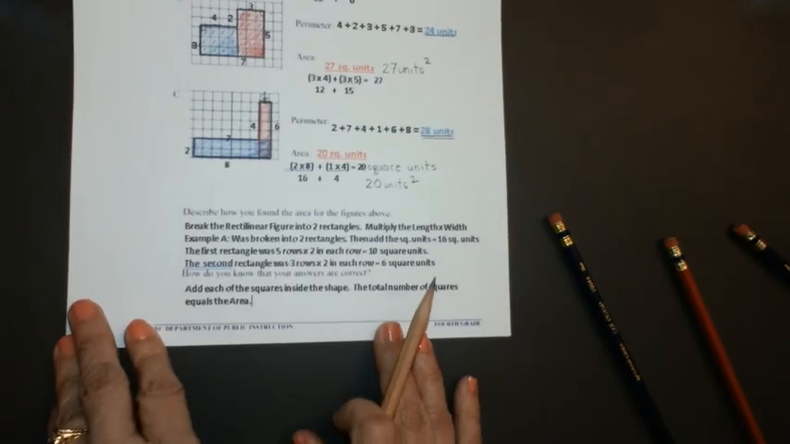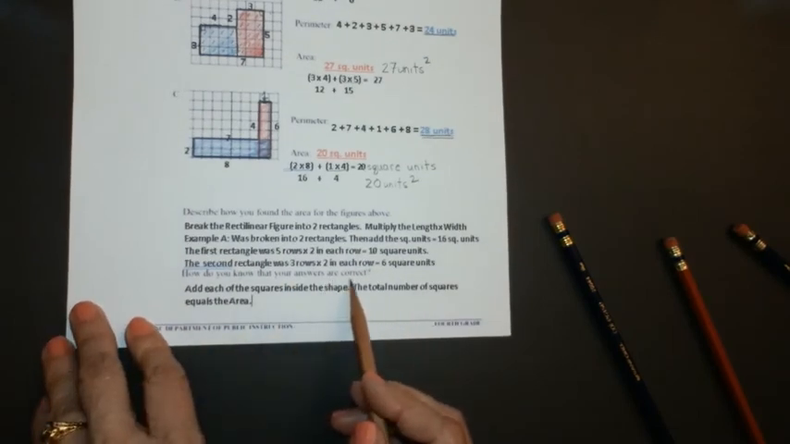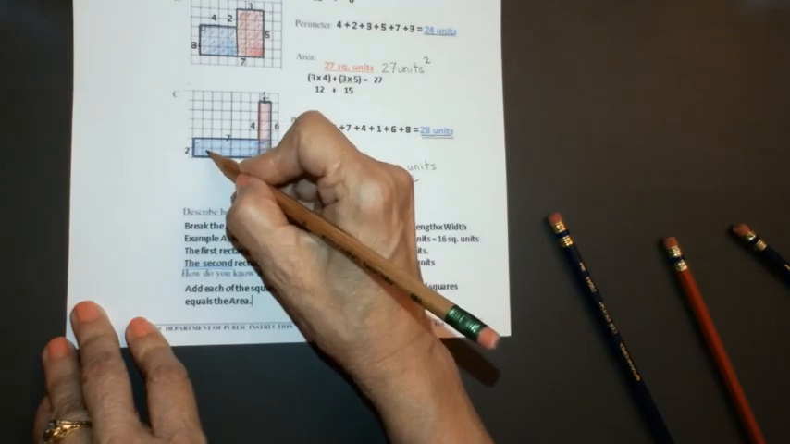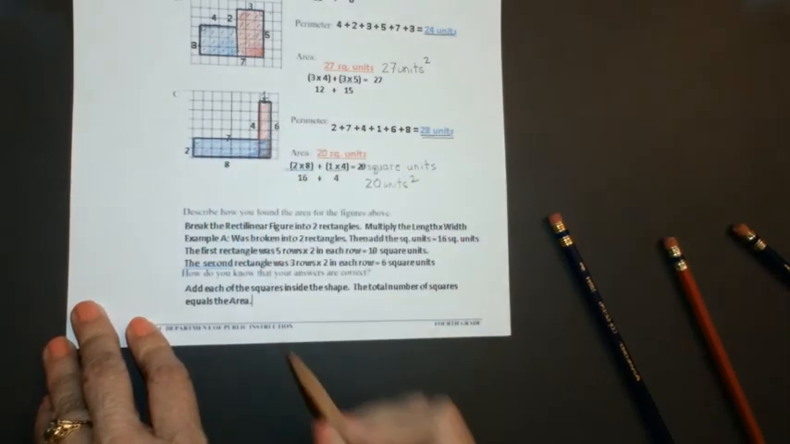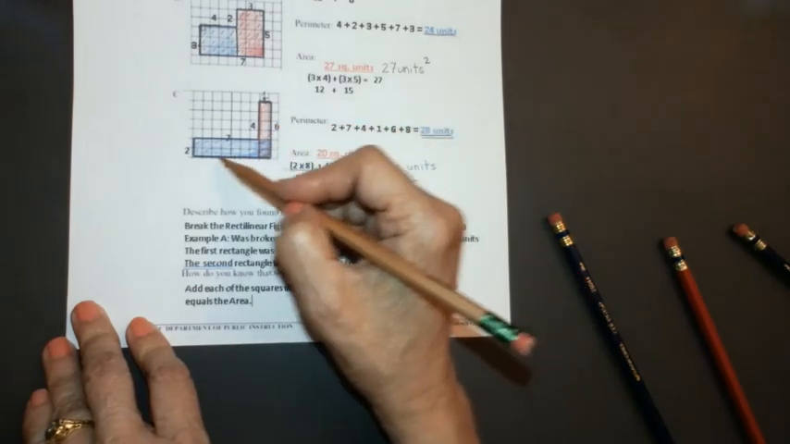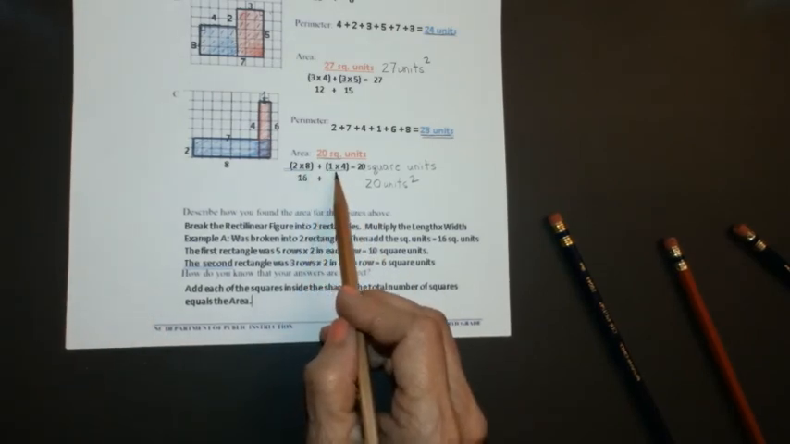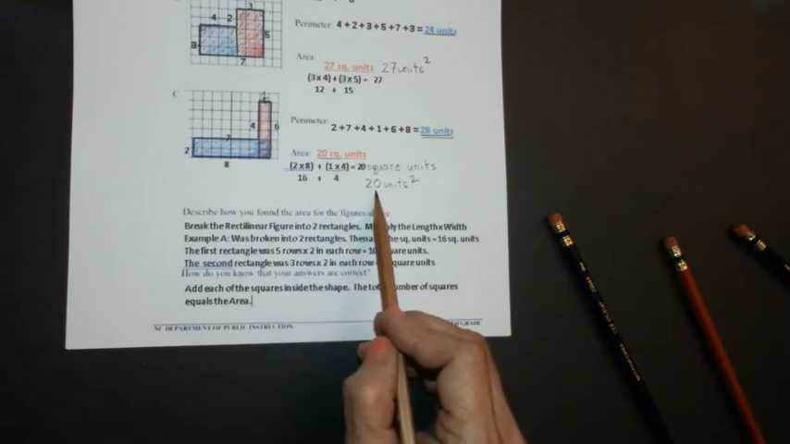And then, well, how do you know that your answers are correct? Well, you can add in all the squares, and when you add up all the squares inside, because remember, area is the inside, while perimeter is the outside borders. When you add those all up, you will come up with the correct answer. Okay, if you have grid paper. If you don't have grid paper, you're just going to have to use the formulas to help you come up with the correct answers.